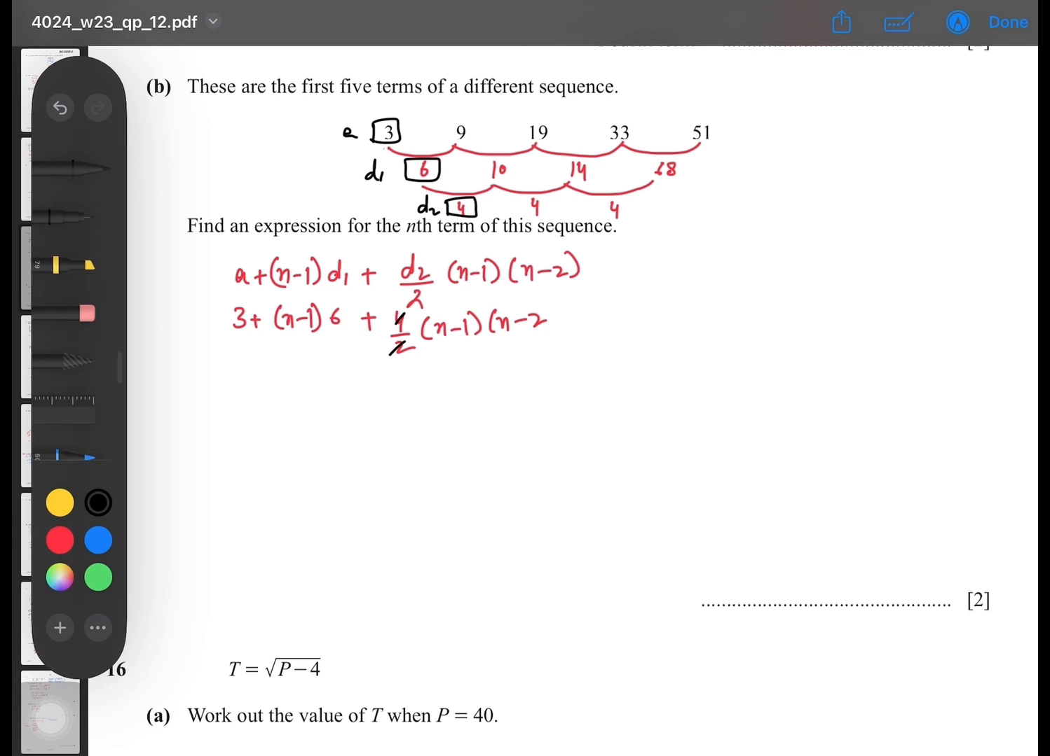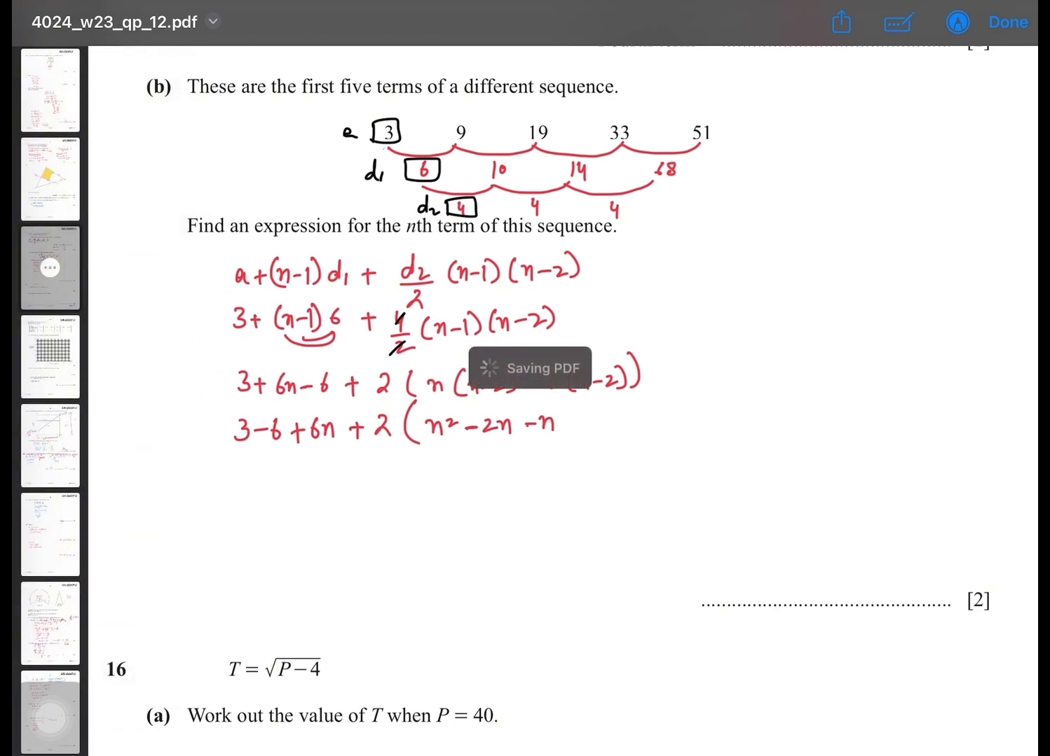I'll further solve it. 3 plus, I'll expand, 6n minus 6 plus 2 times n minus 1 times n minus 2. I will expand the double expression. So after simplifying it, 3 minus 6 plus 6n plus 2 times n squared minus 2n minus n plus 2.